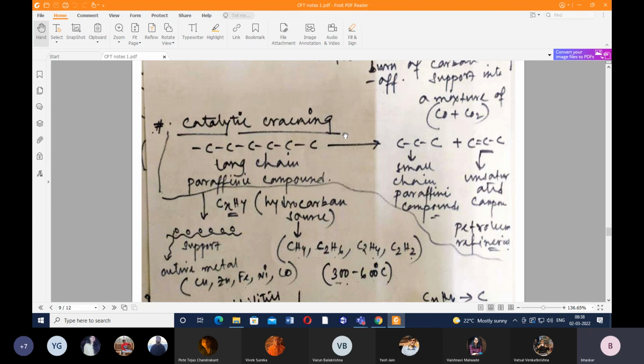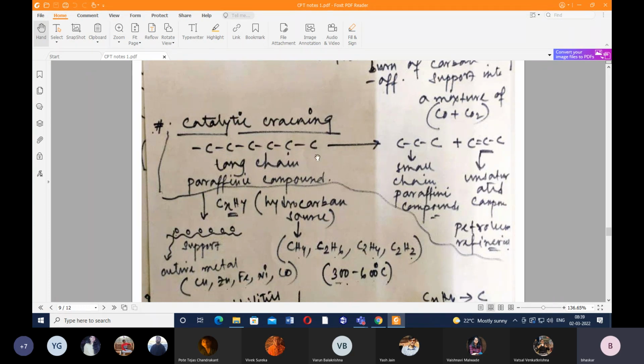So let's assume we are starting with a compound called CCCCC. So this is basically a long chain paraffinic compound. Paraffinic compound means they are saturated compounds. They don't have any unsaturated bonds like double bond or triple bond. Let's assume I'm starting with a 6 carbon long chain molecule. So this is 1, 2, 3, 4, 5, 6. So this is 6 carbon, right?